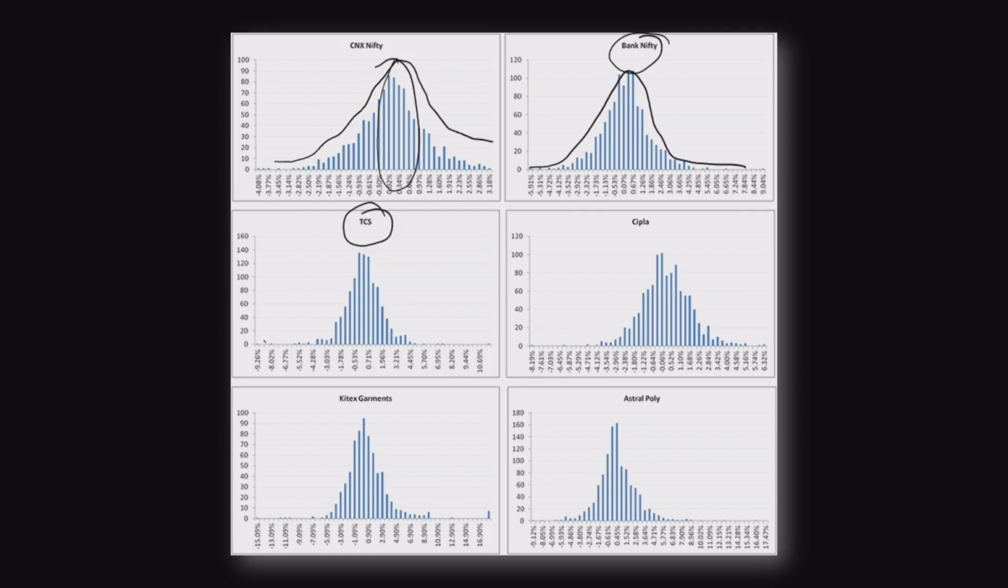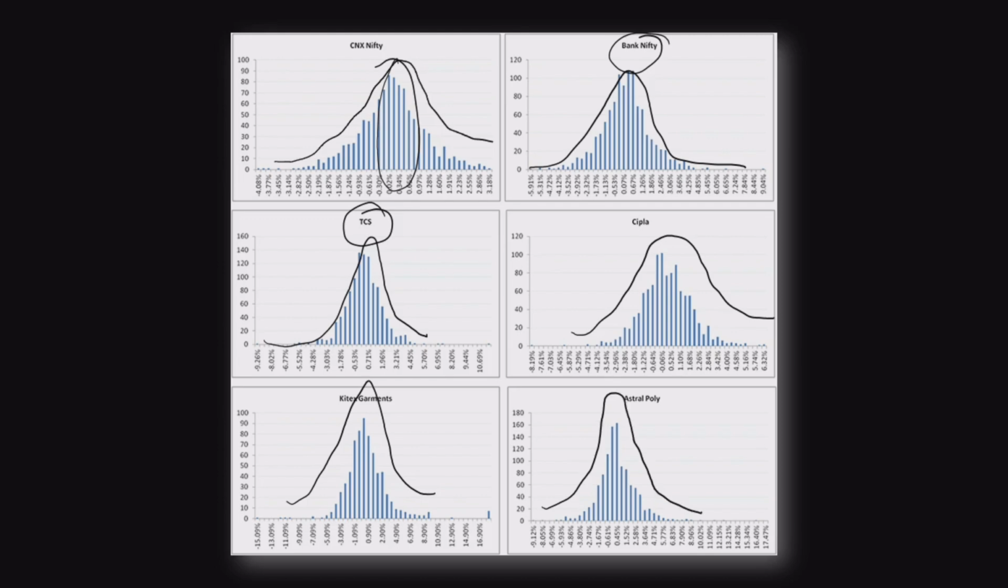For TCS, we had a similar curve, although it was more restricted, so the volatility was a little lesser. Cipla had a similar curve as well, as did Kitex Garments, which are smaller, mid cap to small cap stocks, as well as Astral Poly. So all these showed this bell-shaped curve that we spoke about.